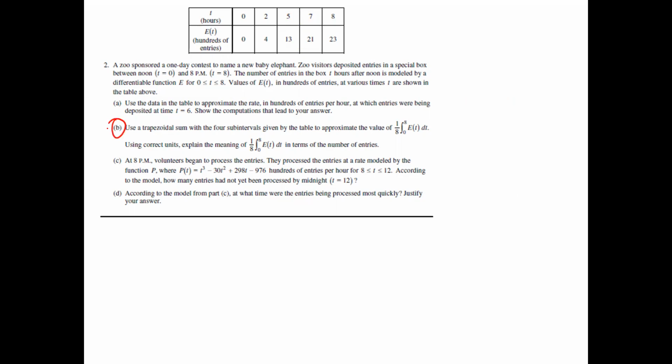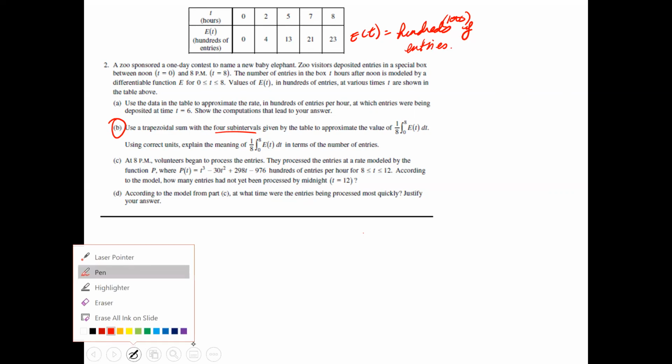Second question is part B, and it says use a trapezoidal sum with the 4 subintervals given by the table to approximate the value of 1 over 8 times the integral from 0 to 8 of E of t dt. Using correct units, explain the meaning of that in terms of the number of entries. So keep in mind that your E of t represents not 0, 4, 13 entries, it's hundreds of entries. Literally hundreds of entries. Okay.